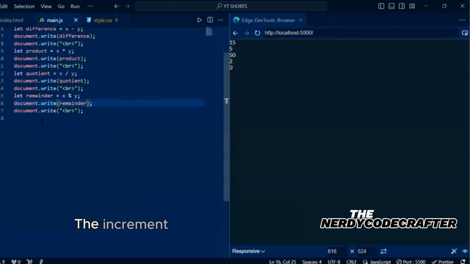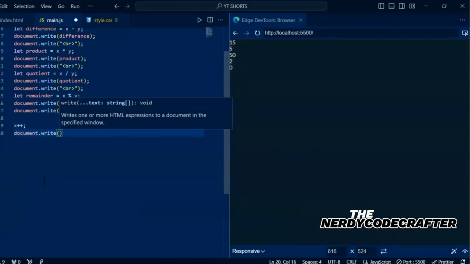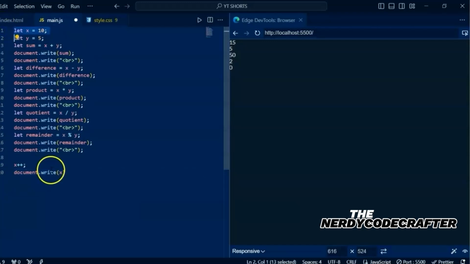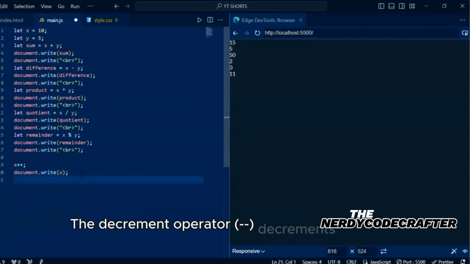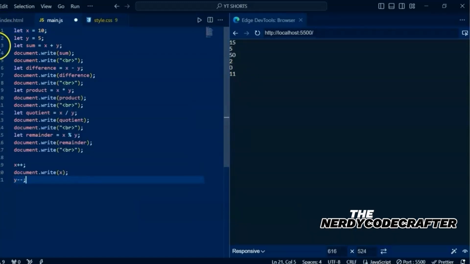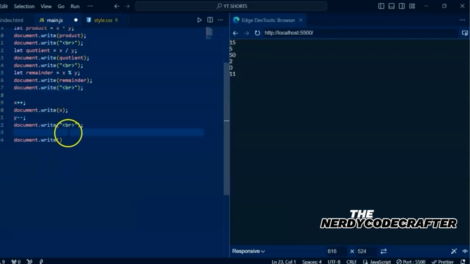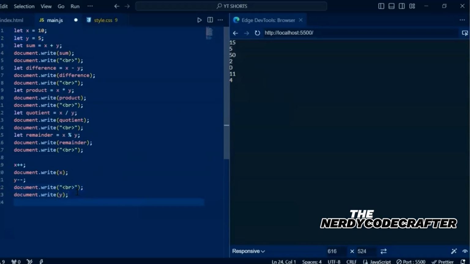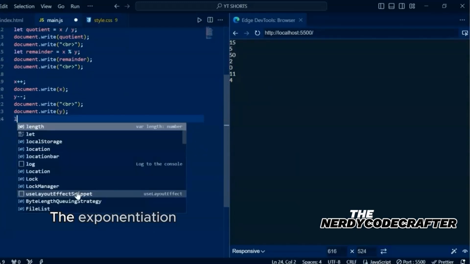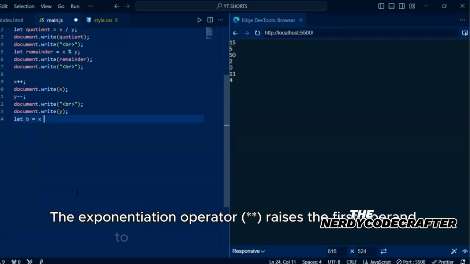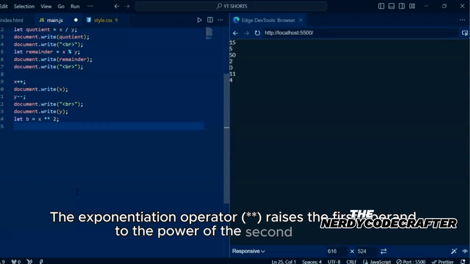The increment operator, plus plus, increments numbers. The decrement operator decrements numbers. The exponentiation operator raises the first operand to the power of the second operand.